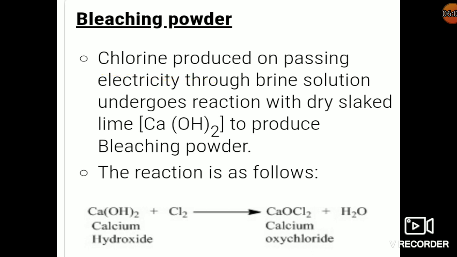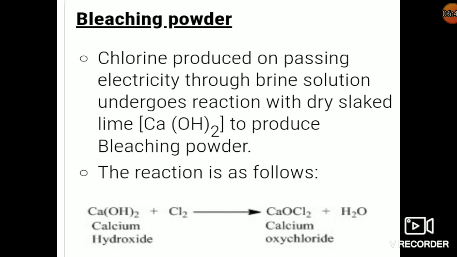this chlorine gas that is produced on passing electricity through a brine solution in the chloralkali process, if we pass it through dry slaked lime, it produces bleaching powder. Slaked lime's formula is calcium hydroxide, Ca(OH)2. So we collect the chlorine gas from the chloralkali process and pass it through calcium hydroxide. They react and form calcium oxychloride.